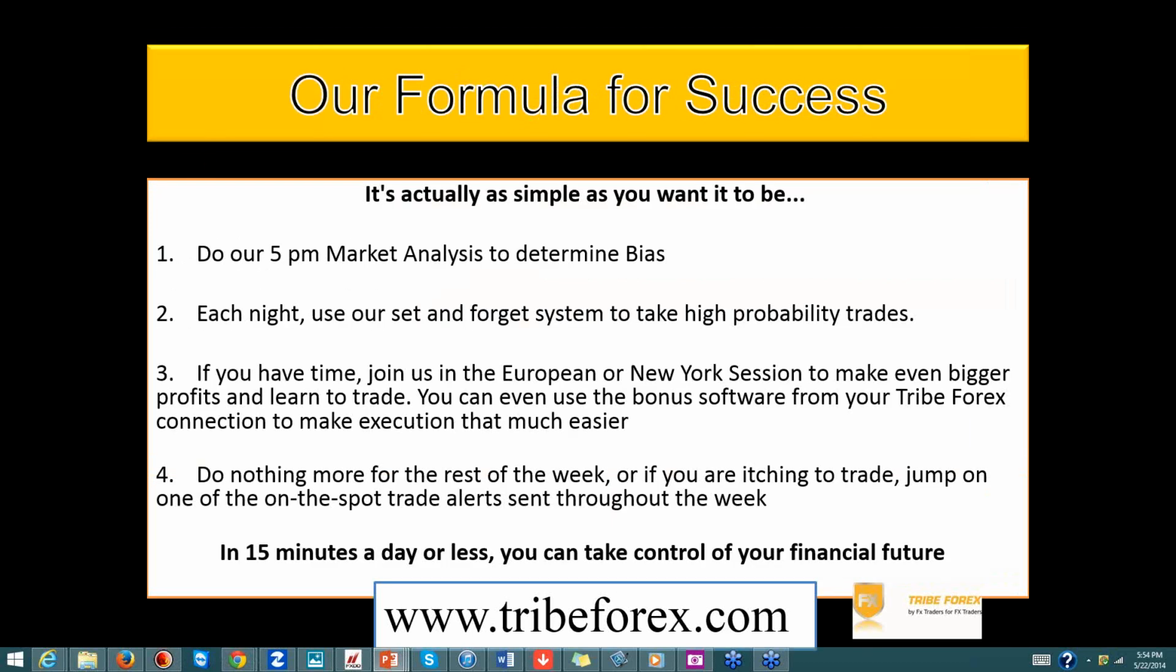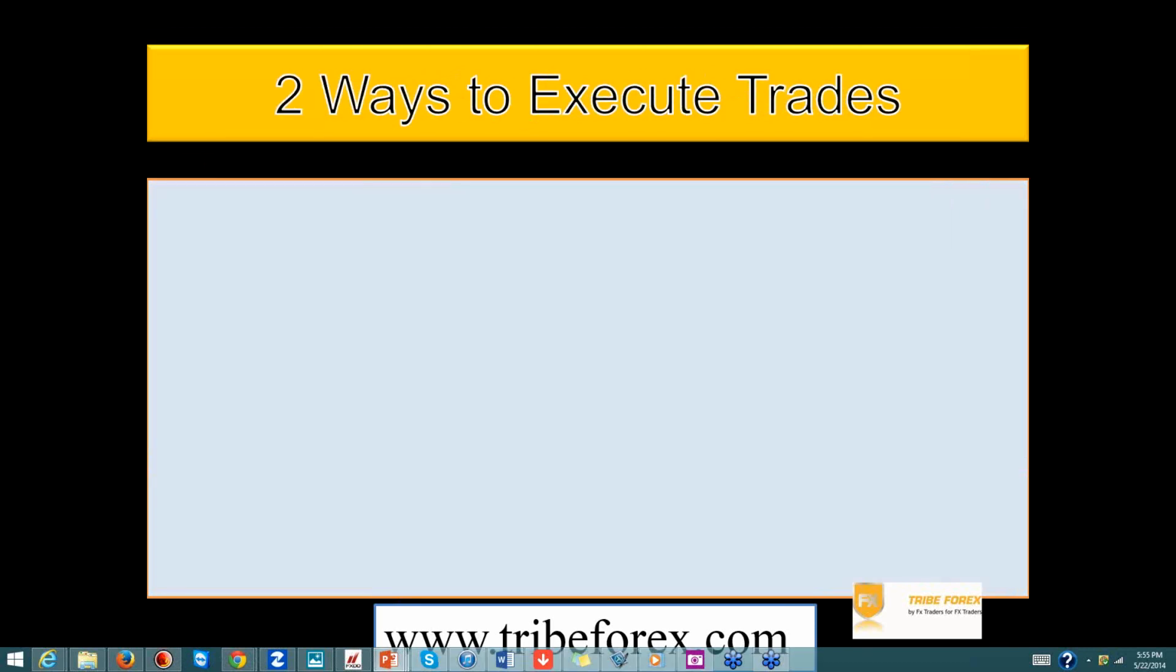So what's our formula for success? At 5 p.m. we determine our biases by doing market analysis. When we determine our biases, that is basically the probability of price moving up or down. If we have a buy bias, then we believe a currency pair is going to be moving up. Sell bias, we believe a currency will be moving down. And then we have consolidation bias, where we think that price will continue to move within a range, and that's our probabilities.